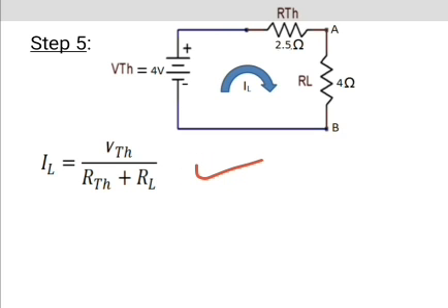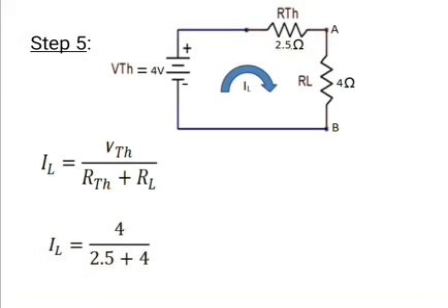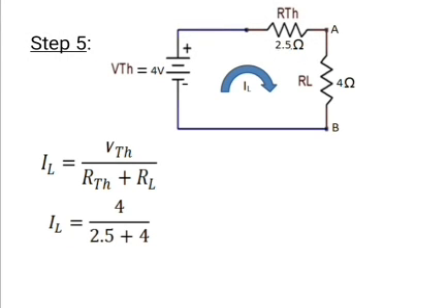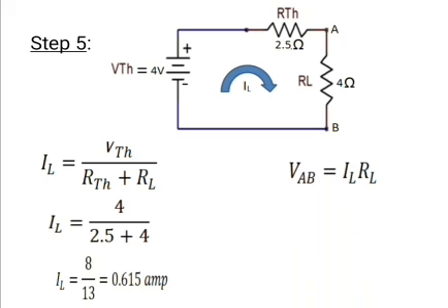Therefore, IL equals VTH divided by RTH plus RL. Therefore, IL equals 4 divided by 2.5 plus 4. 2.5 plus 4, that equals 8 divided by 13, that equals 0.615 amp. Therefore, VAB equals IL into RL. So VAB equals 0.615 into 4. That equals 2.46 volts.